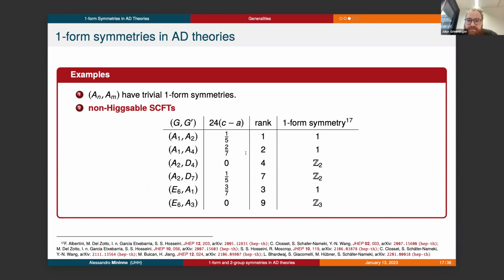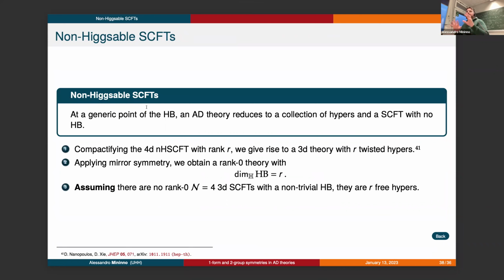Just to clarify, non-Higgsable SCFT means there is no Higgs branch? Yes, so I can be more precise. At a generic point, the Argyres-Douglas theory reduces to a collection of hypers and an SCFT with no Higgs branch. Maybe I misunderstood. So non-Higgsable doesn't mean that there is no Higgs branch, but that the Higgs branch there is a non-trivial theory. Yes, exactly. So incomplete Higgsing is another word, I guess. Okay, thank you. So let me go back.